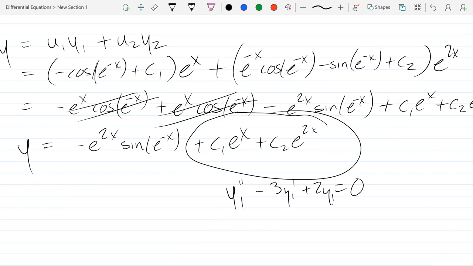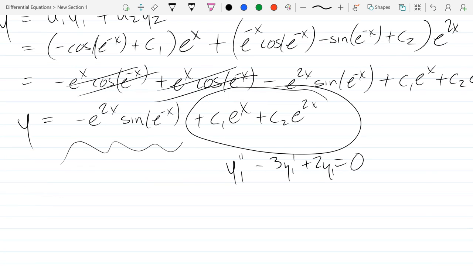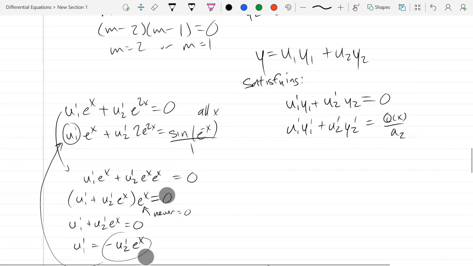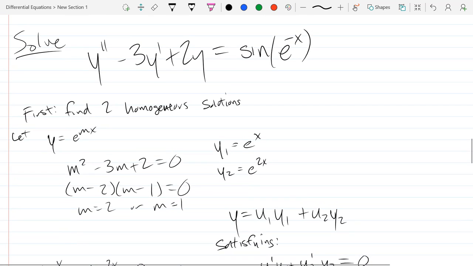So if you want to check these, you really only need to check the non-homogeneous part of the solution, the particular part. So you take two derivatives, plug it in carefully, and hopefully you'll get to wherever we started, sine of e to the negative x when you plug them in. It should reduce down to that.